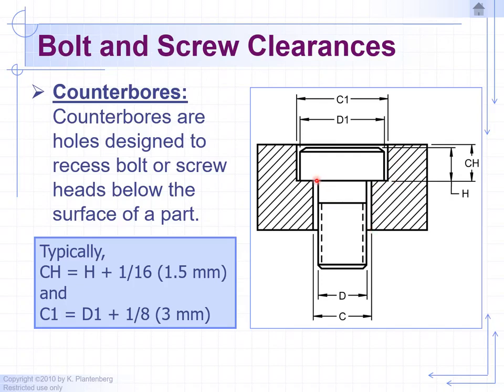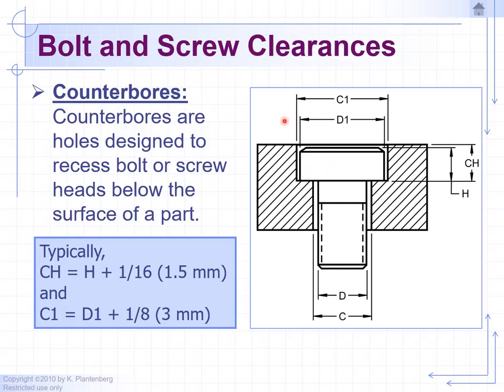We've talked about counterbored holes in the past. That's where you drill a small diameter hole into a block, and then you come in and drill a larger diameter hole. That's referred to as a counterbored hole. And 99% of the time it's to accommodate a bolt and to hide the head of the bolt.